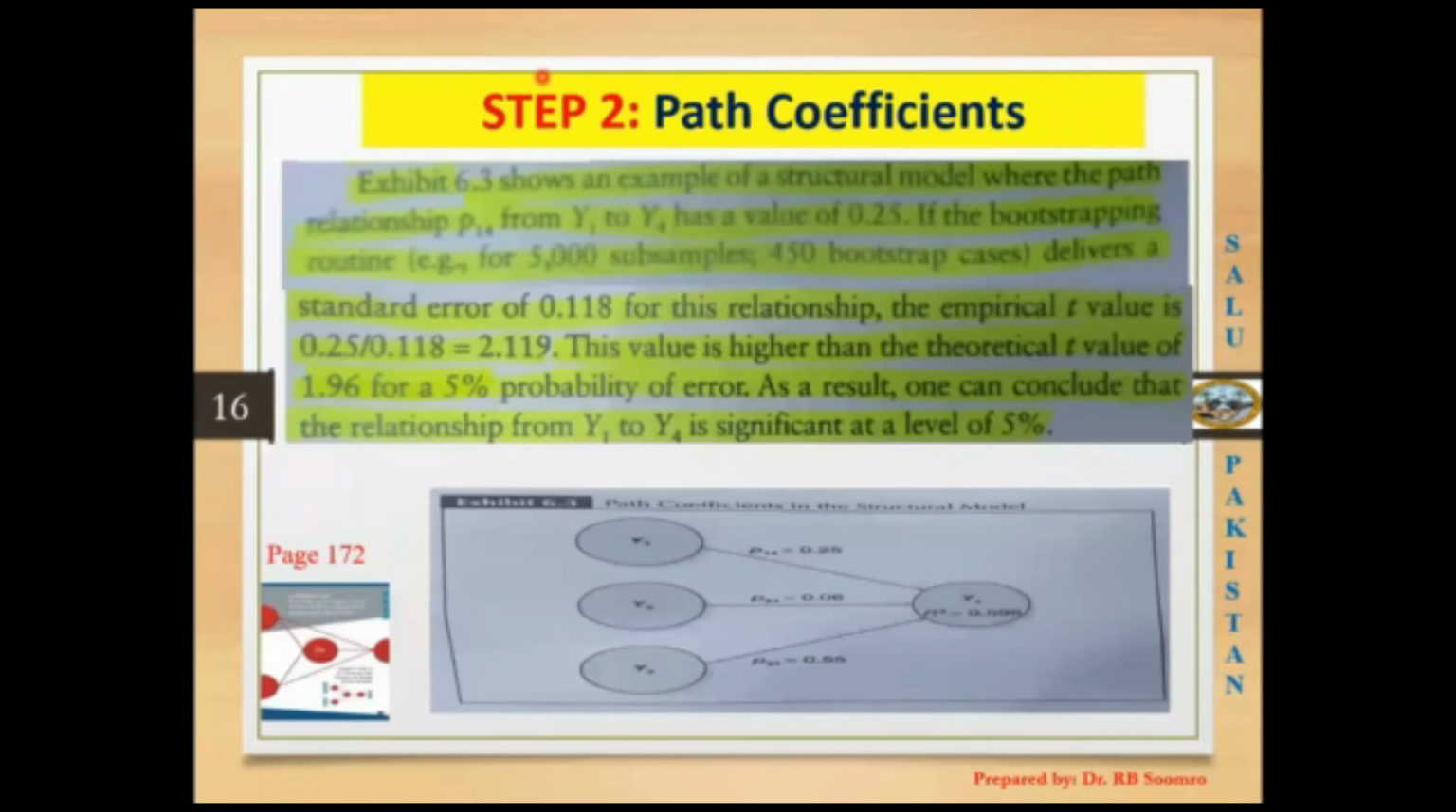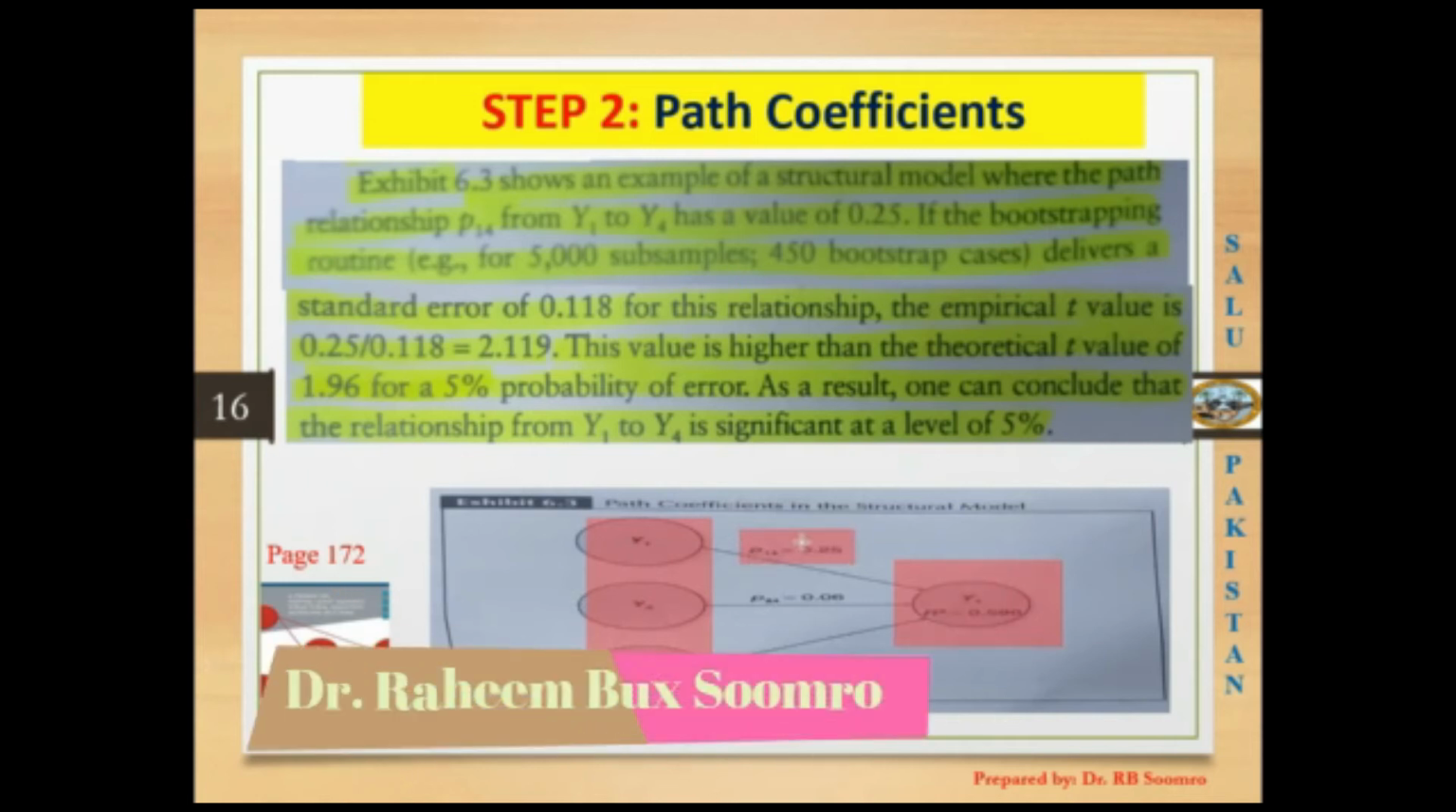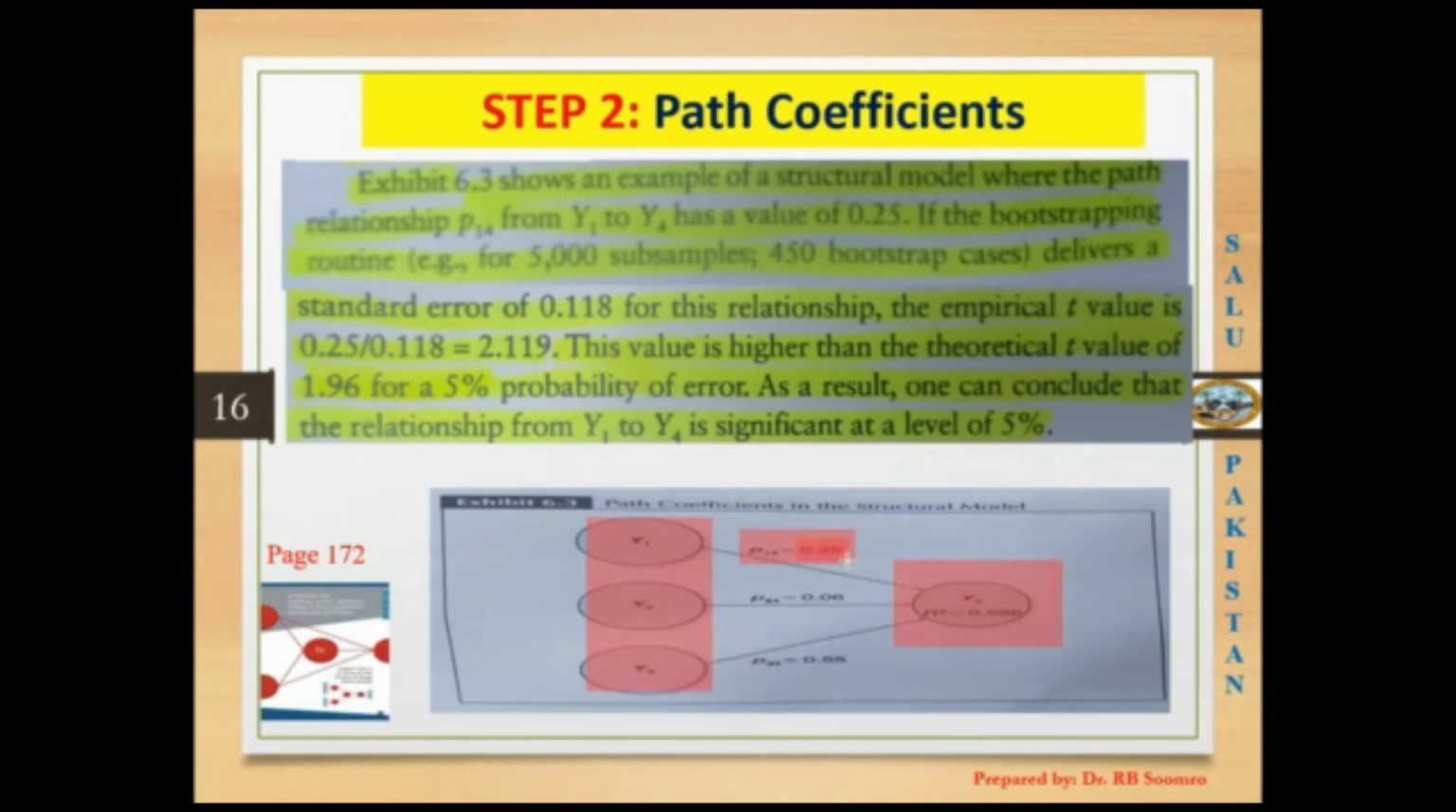Now, here is some guideline. These are our variables. Here this is our path coefficient. P shows the path, and this is our 0.25, the value of our coefficient. So here there are three coefficients. For example, this exhibit I have taken from page number 172 of this book.